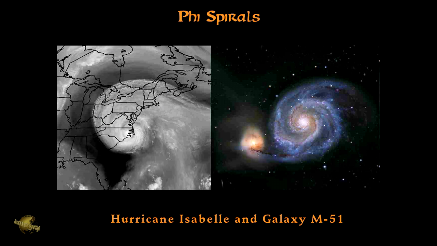Phi spirals. This is a comparison of Hurricane Isabel and Galaxy M51, seeing very similar geometry at work. And this is based upon the golden section.